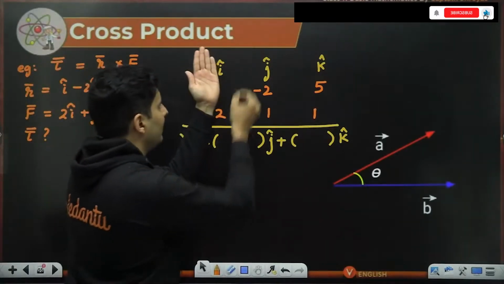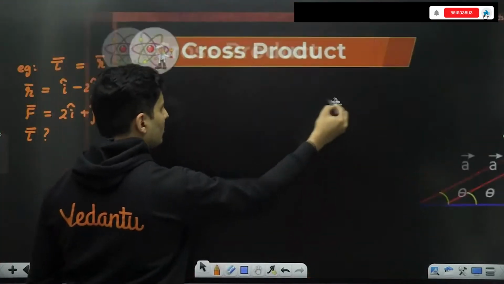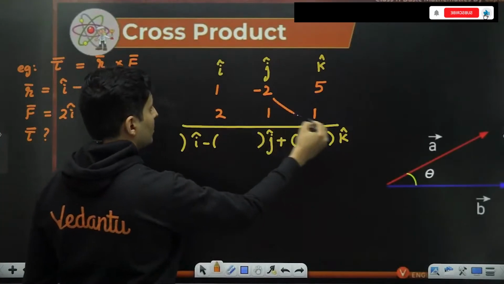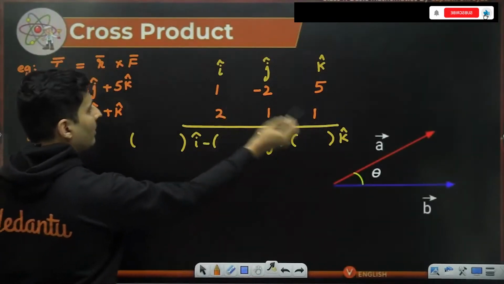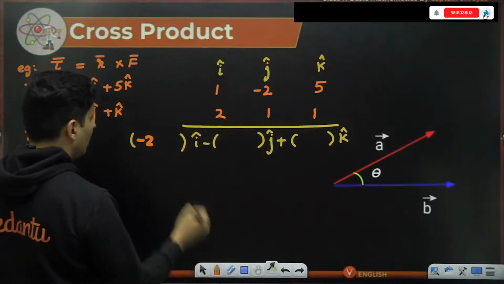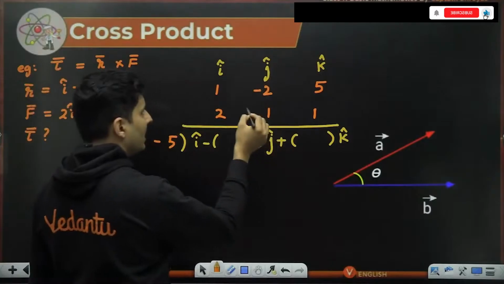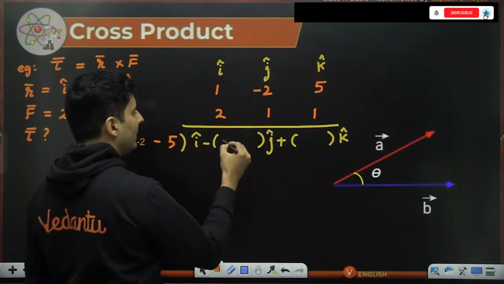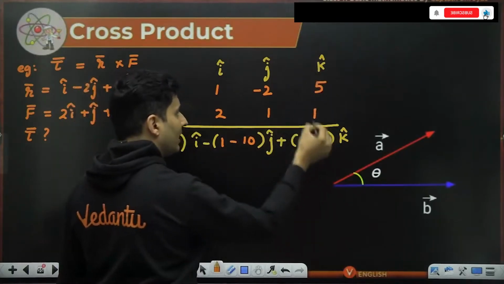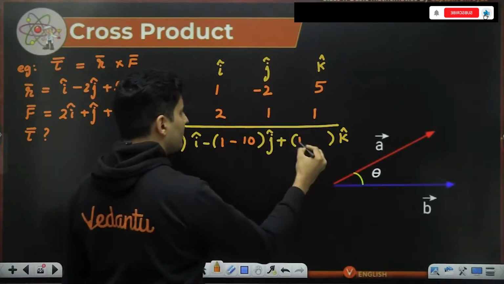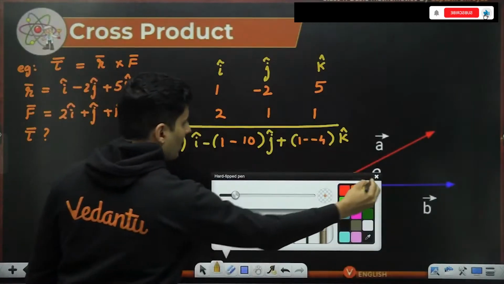Now for I cap, forget this column, forget this row. Minus 2 into 1 is minus 2, and 5 into 1 is basically 5. So minus of that. For j, forget this column, forget this row. 1 into 1 is 1. 5 into 2 is basically 10. So put a minus sign. For k cap, forget this column, forget this row. 1 into 1 is 1. Minus 2 into 2 is minus 4, and put a minus sign over here. Okay. So what will this be?